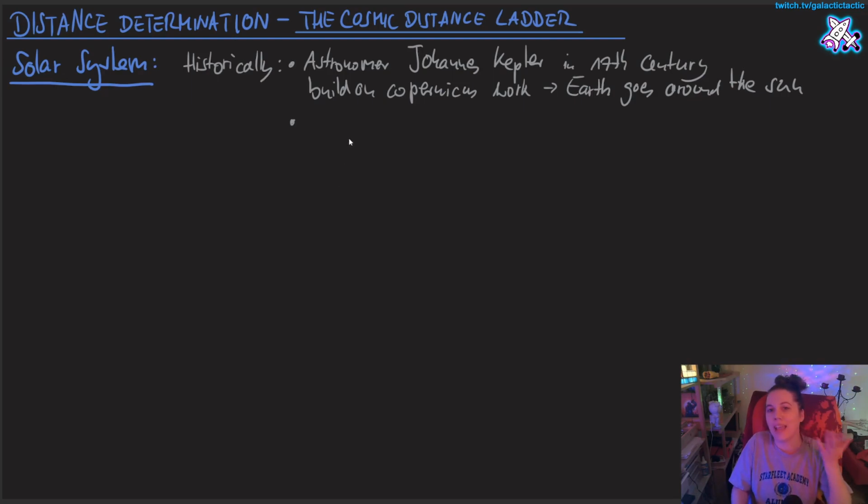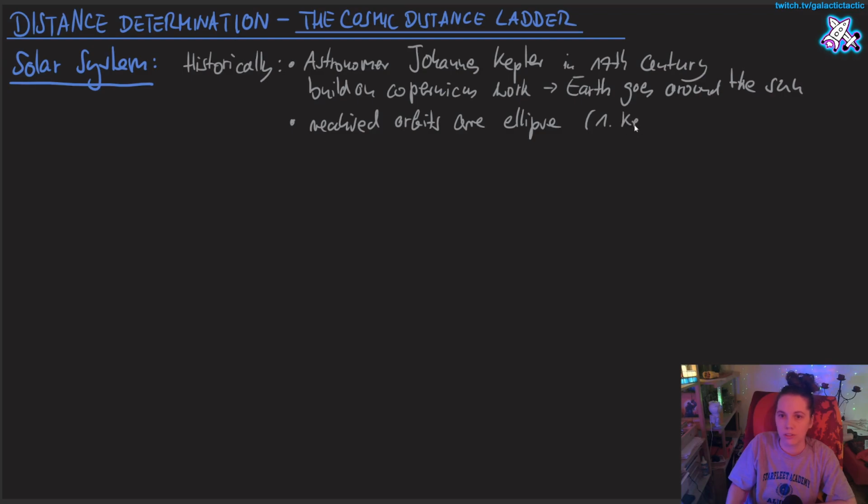So what Kepler did, he found out not only do the planets go around the sun, he also found out that they are not on circles, that they are actually on ellipses, right? So he realized orbits are ellipses, which is the first Kepler law, by the way.